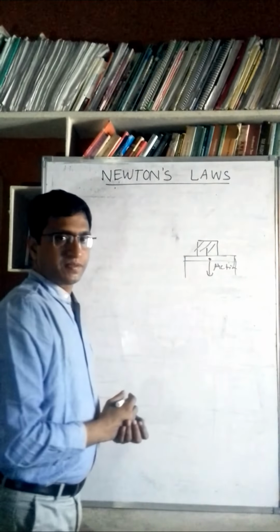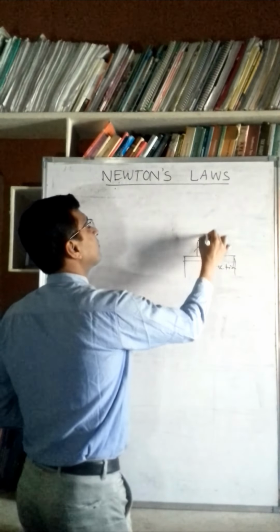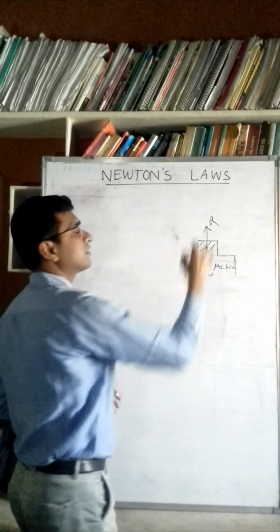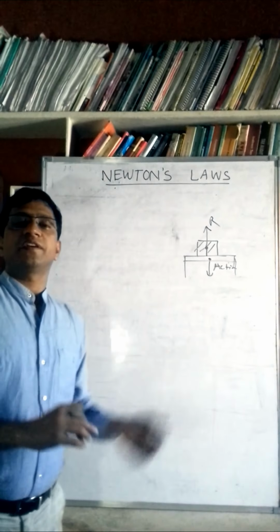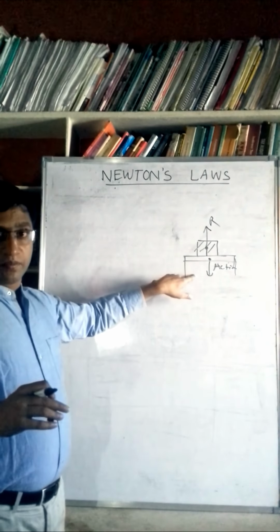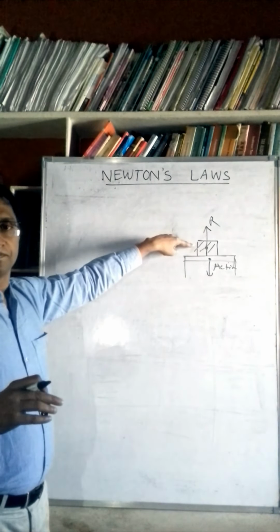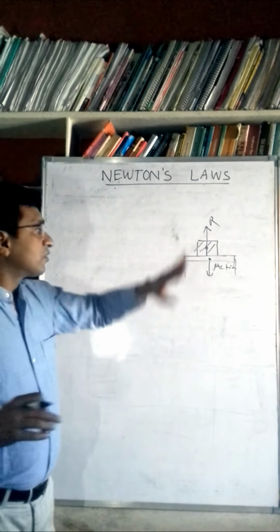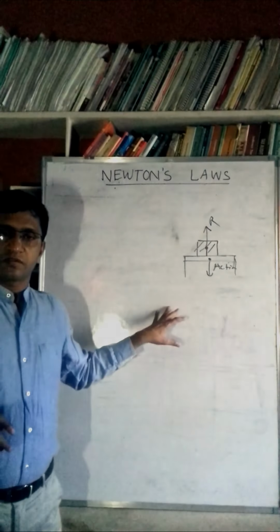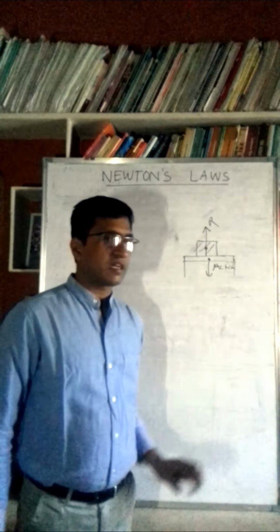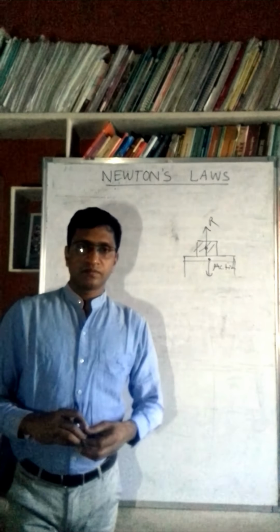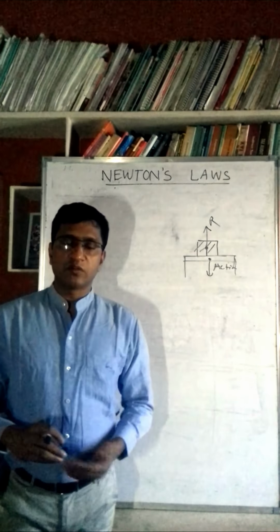Whereas the reaction part is on the body kept on the table. You can say it is the normal reaction N or R, or anything you can take. Action is on the table, reaction is on the body. This is the reason why, even though they are equal and opposite, they do not cancel each other. Newton's three laws: the first law, the second law, and the third law. What does the first law tell, what does the second law tell, and what is the third law all about? In the next video there will be questions for you.